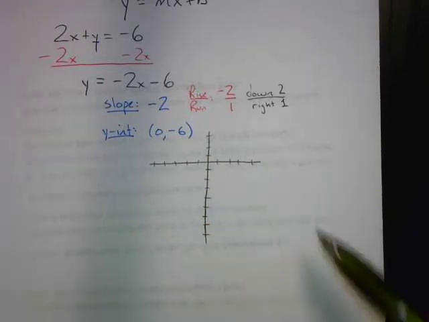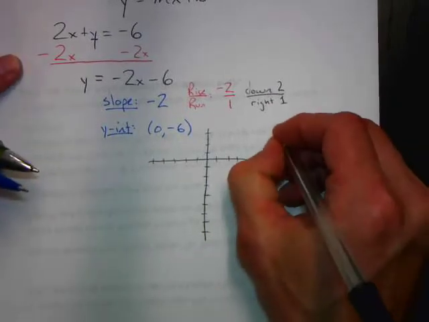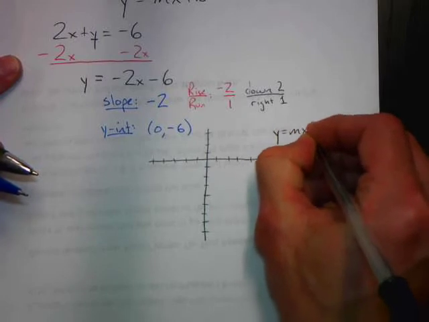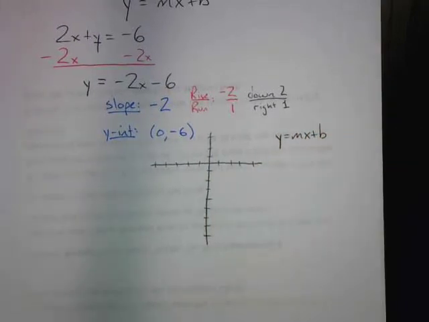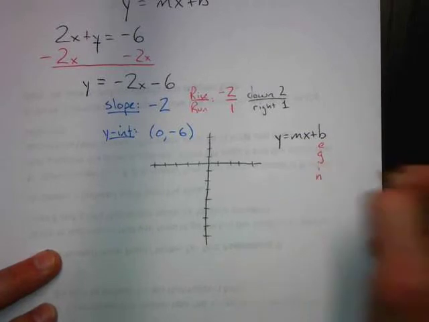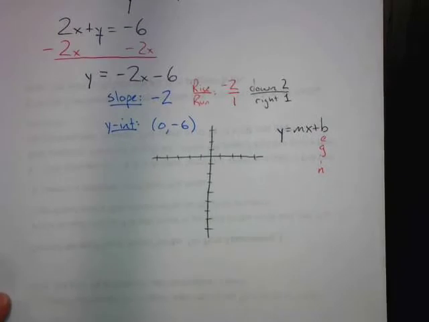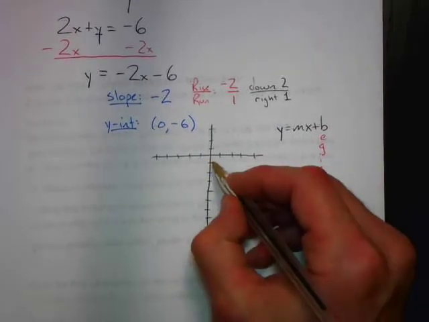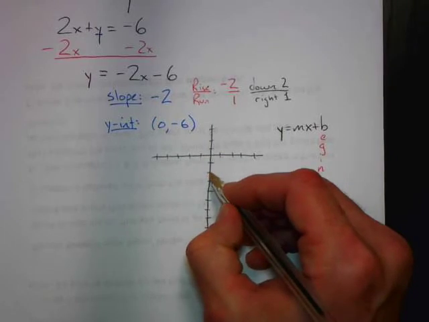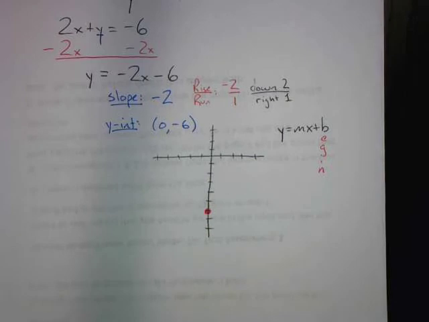So we have the y-intercept at 0, negative 6. We can start there. Why am I starting there? Because here's another way of looking at this equation. Y equals mx plus b. You can say that the b stands for begin. So you may want to begin at the y-intercept. If our y-intercept is at 0, negative 6, let's start there. So 0, 1, negative 1. Here's 0, negative 6. That's where we will begin.